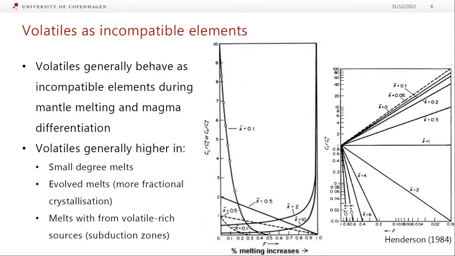Small degree melts, could you just quickly explain? That's if, when we're partially melting the mantle, we only melt it a little bit. Okay. High degree melt would be melt it a lot.